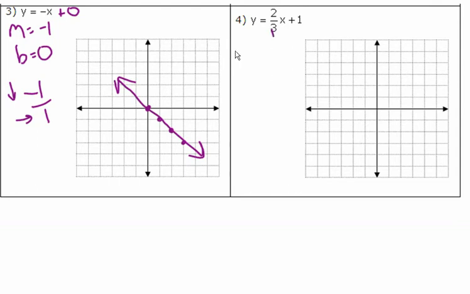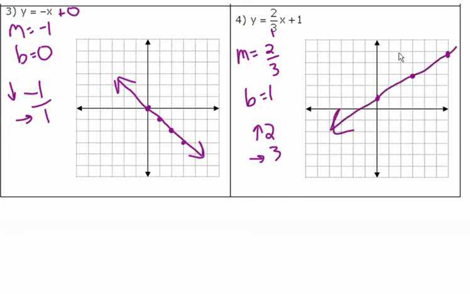So last one. Here, my slope is 2/3. My y-intercept is 1. So on my y-axis, I make a point at 1. And since my slope is 2 over 3, it means I'm going up 2 because it's positive, and to the right 3 because it's positive. So from my y-intercept, I'm going up 2, over 3 to the right, and then I make a point. Up 2, over 3 to the right, and then I make a point. Now, I can connect my points to make my line.